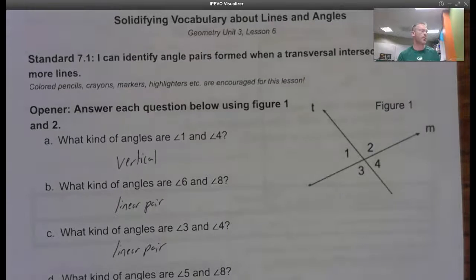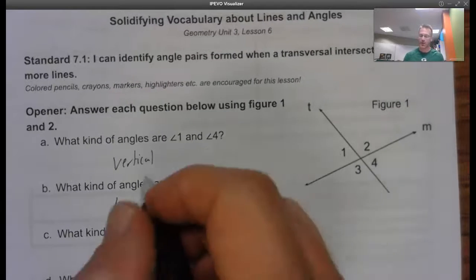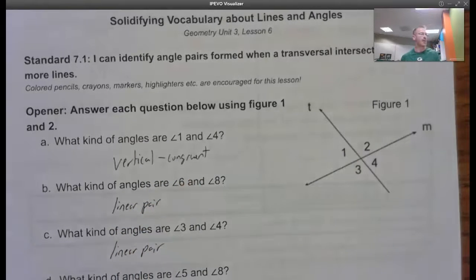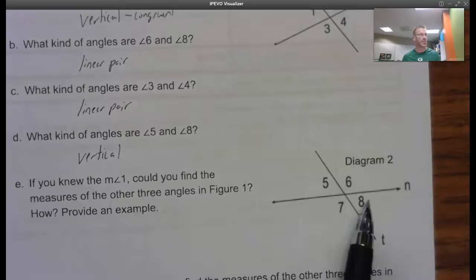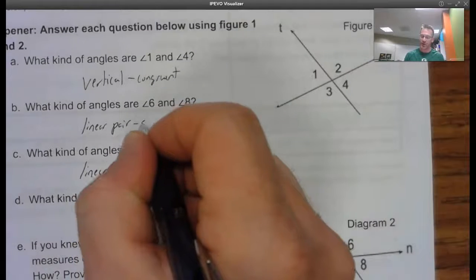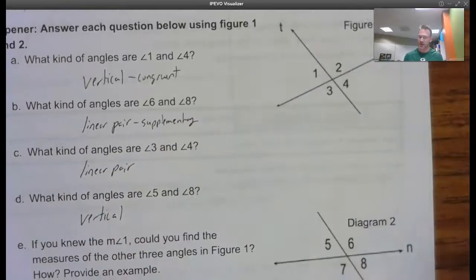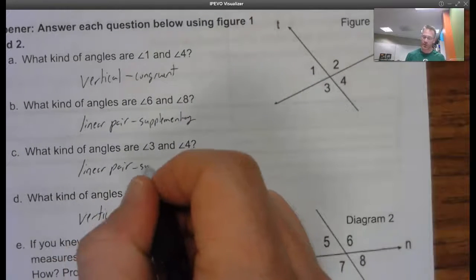All right, so hopefully this seemed familiar to you. This should be review questions for you. When you look at 1 and 4 here, hopefully you said that they were vertical angles, and we know all vertical angles are congruent, or equal. When you look at 6 and 8 in diagram 2 down here, hopefully you said that was a linear pair, and we definitely know that all linear pairs are supplementary. And then 3 and 4 are also a linear pair, so we know that those are supplementary.